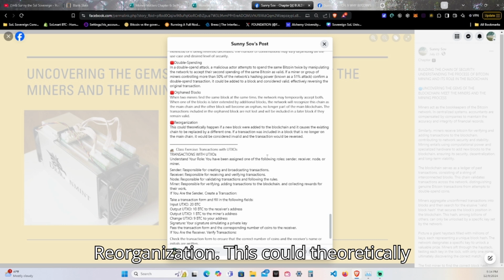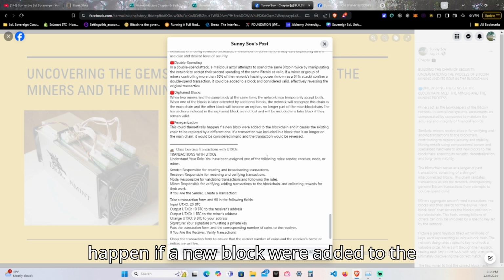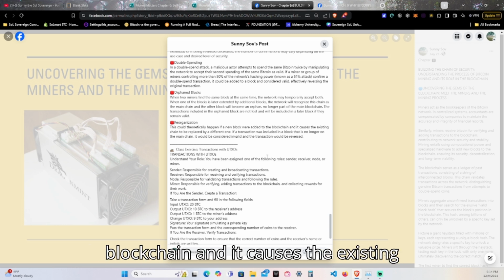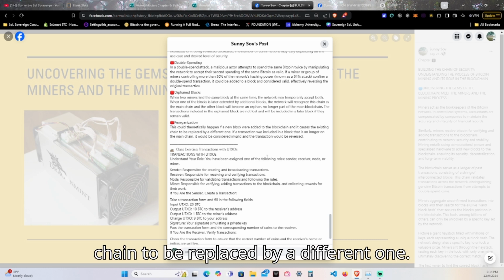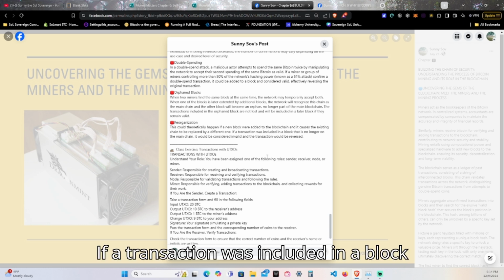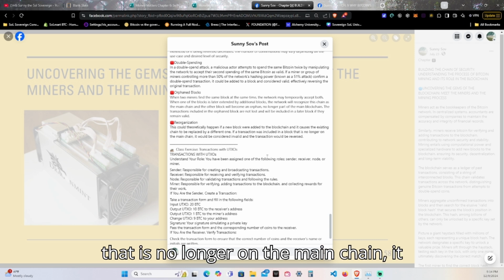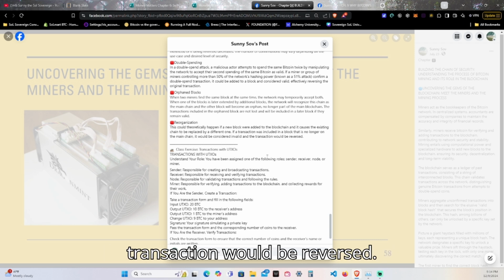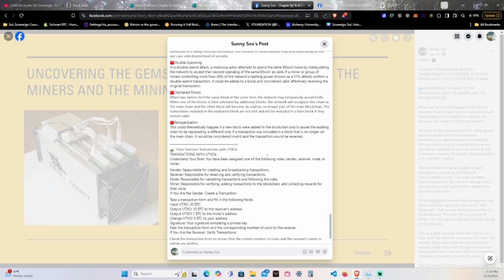Reorganization. This could theoretically happen if a new block were added to the blockchain and it causes the existing chain to be replaced by a different one. If a transaction was included in a block that is no longer on the main chain, it would be considered invalid and the transaction would be reversed.